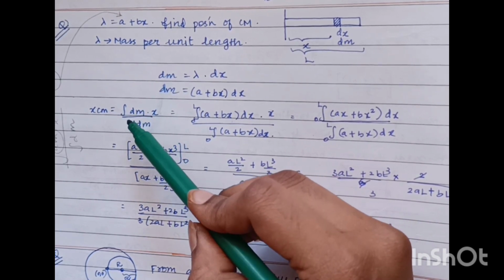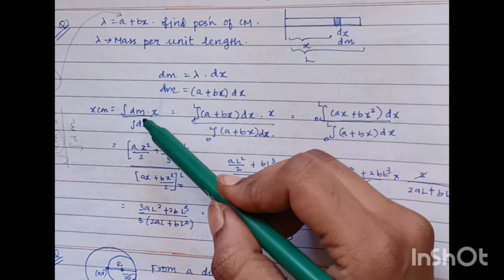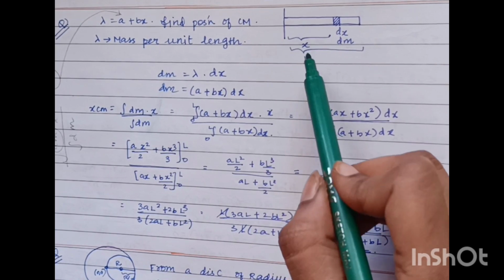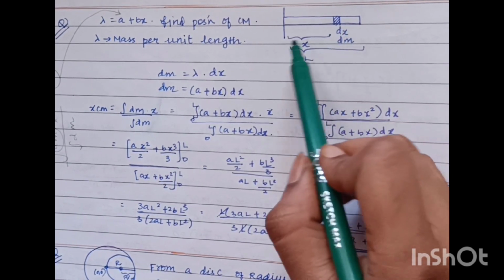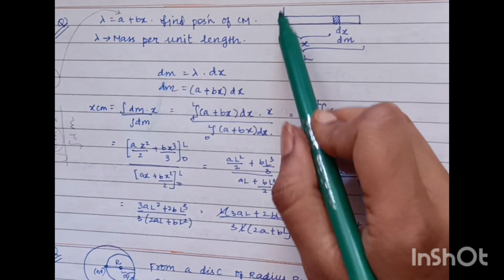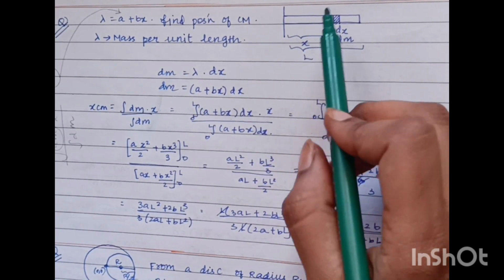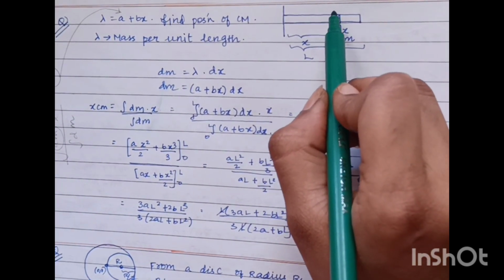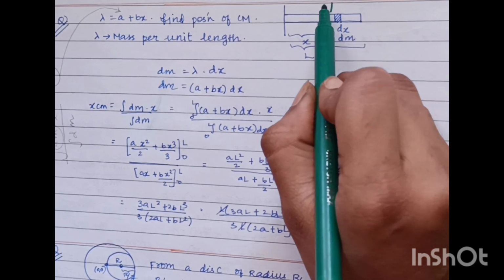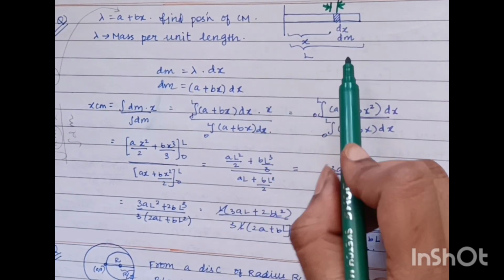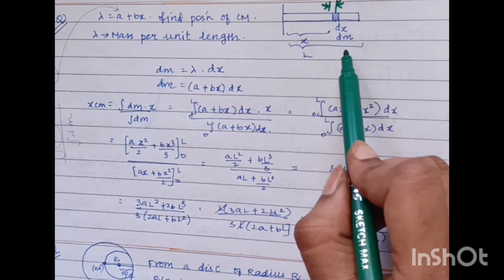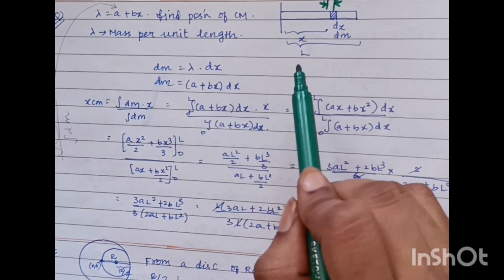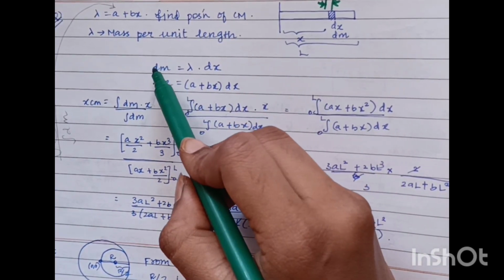For using this formula, we should know the value of dm, that is the mass of a small length, the small mass. For that, we are assuming a small part dx at a distance x from the rigid end, and the mass of that part is dm. Please try to understand: the length of this small part is dx, the mass of that small part is dm, and it is at a distance of x from the rigid end. Please get it clearly. Now we have to find dm.